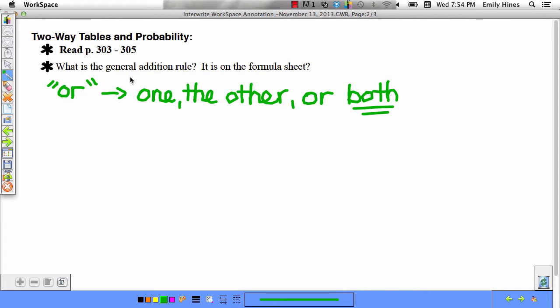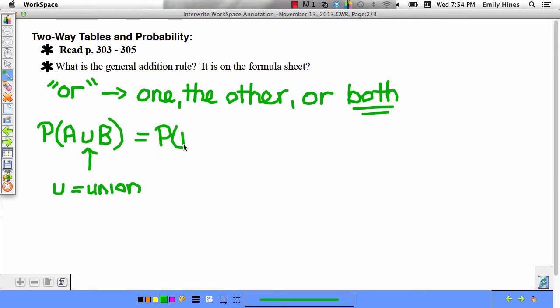And yes, this formula is on the formula sheet, but the formula is if I want the probability of A or B, this little sign right here, this little U, means union. And it stands for or. It's the sign for union, but same thing as or. A or B, I take the probability of A and add to it the probability of B. And this is it if the two are mutually exclusive.